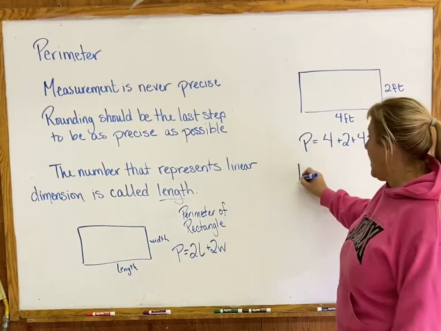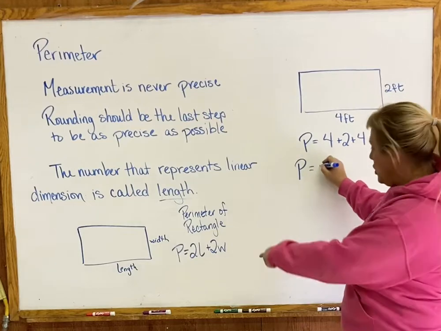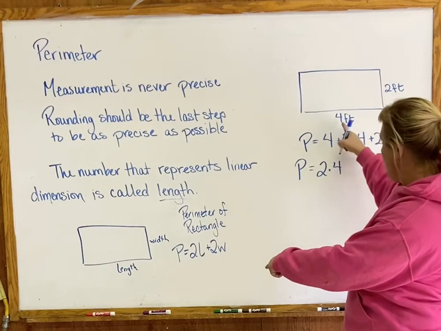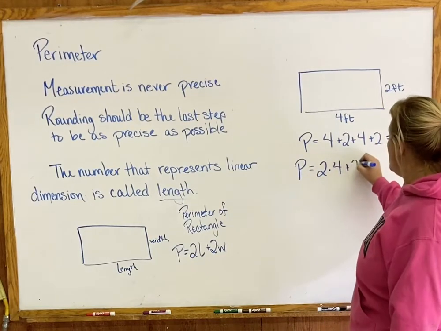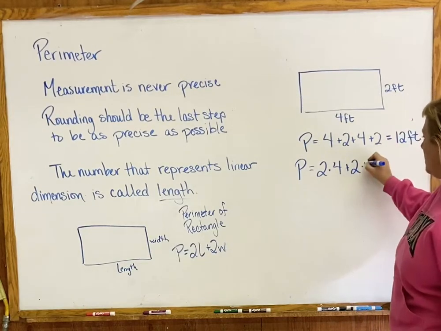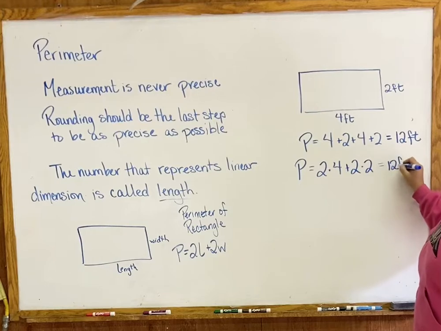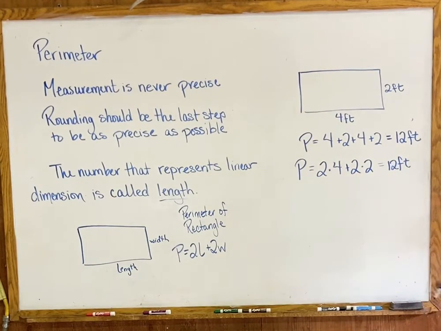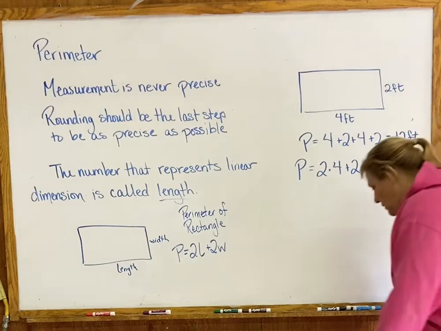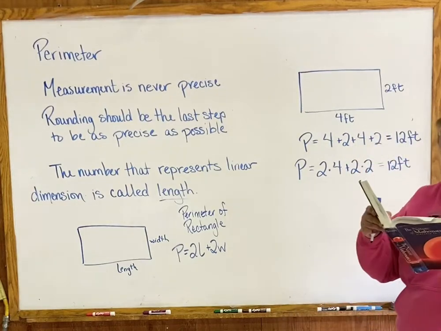Or you can use our handy formula. You can say 2 times 4, right? 2 times the length, plus 2 times the width. So 8 plus 4 is 12. So it works either way, okay? So again, as long as you have the dimensions, meaning the length of the sides of the shape, you should be able to find the perimeter. So perimeter is not one of our super challenging ones, but let's see what we have here.